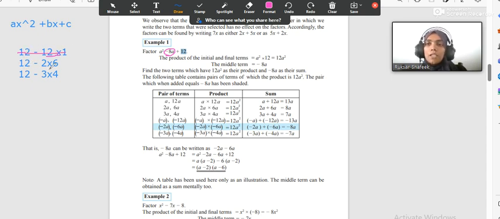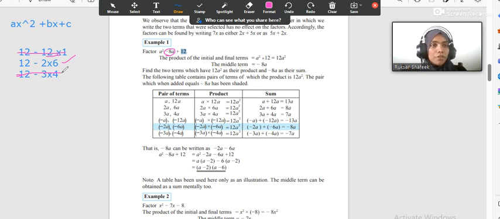Now if I look at the second one, 2 plus 6 is 8 and 6 minus 2 is 4. So this has a slight possibility, so I'm going to leave it there. And if I look at this one, 3 plus 4 is 7 and 3 minus 4 is 1. I need an 8 but not a 7, so this is also out of it. So now we are left with 2 and 6.